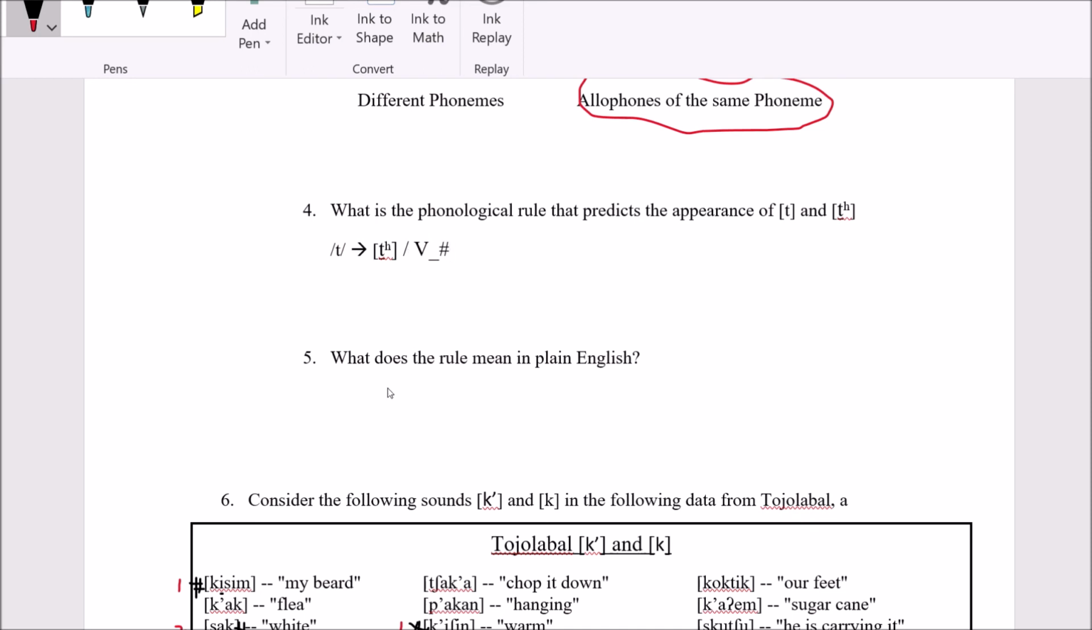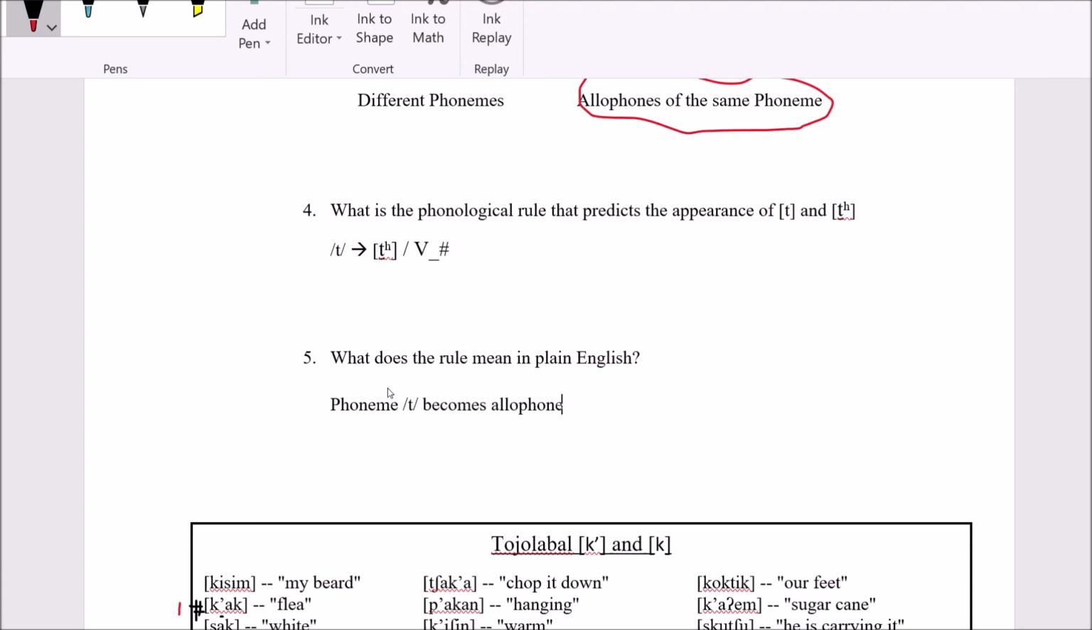So now, on a test, I would expect you to show me that you know what that means. Phoneme becomes allophone, in the environment of, between a vowel and the end of a word boundary. You don't have to use the exact wording. You can just say that phoneme t becomes allophone t, or phoneme t becomes aspirated in the environment. So this is what I would expect you to be able to show me on your test.